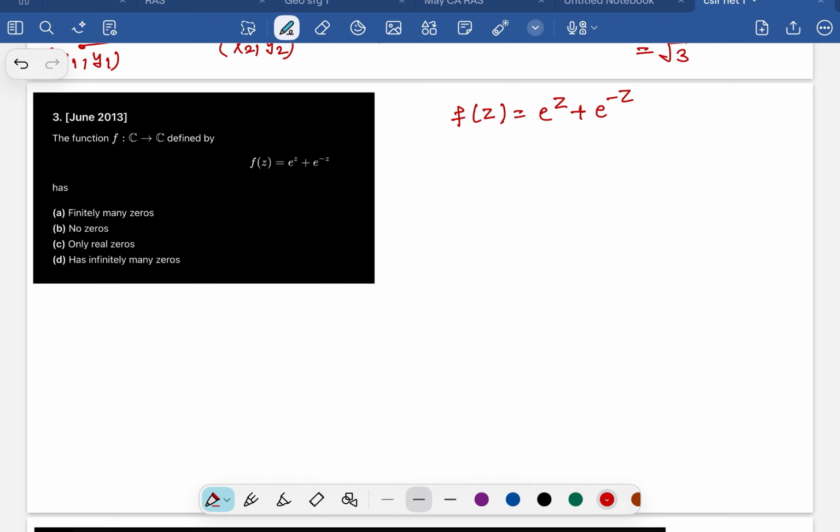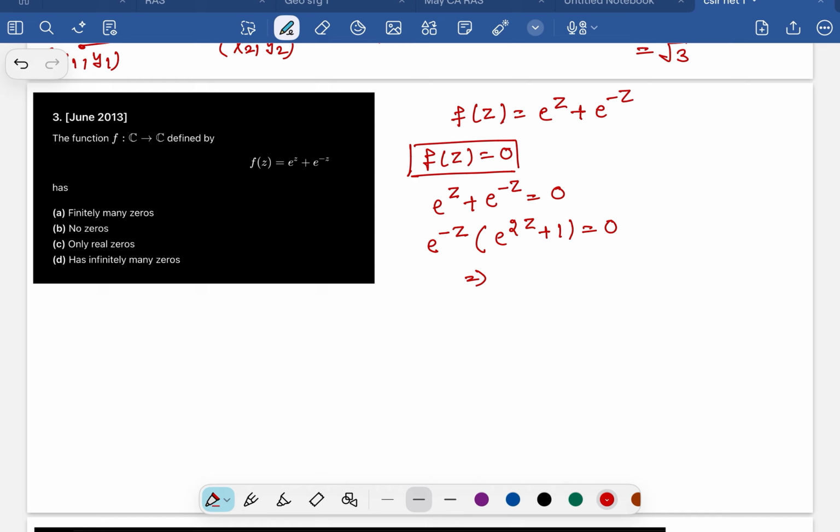What does zeros mean, students? f(z) is equal to 0. z is a zero of f, that means f(z) has to be equal to 0. So it means e to the power z plus e to the power minus z has to be 0, which means if I take e to the power minus z out, then this will be e to the power 2z plus 1 is equal to 0. So from here I can say that e to the power 2z plus 1 has to be 0, which implies e to the power 2z is equal to minus 1.